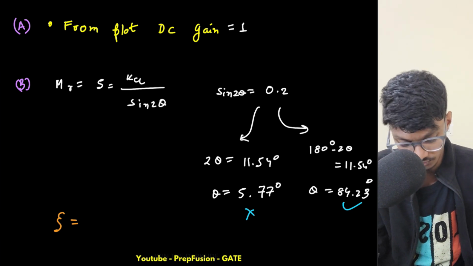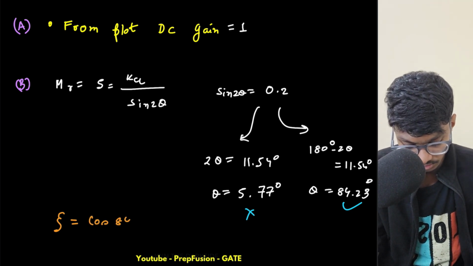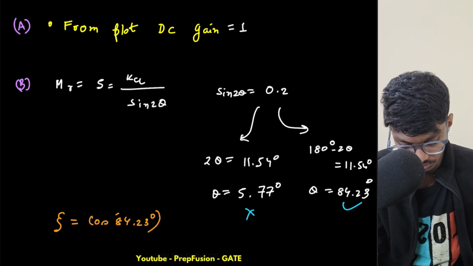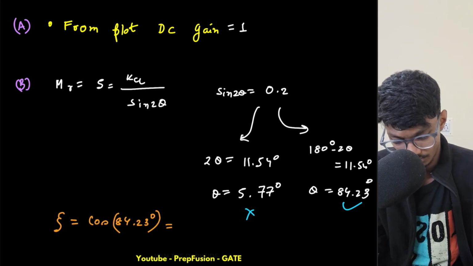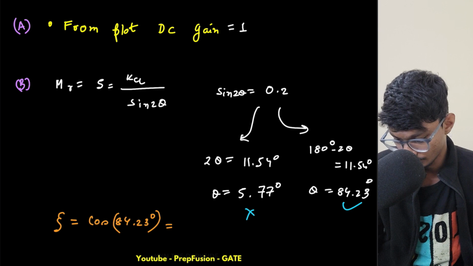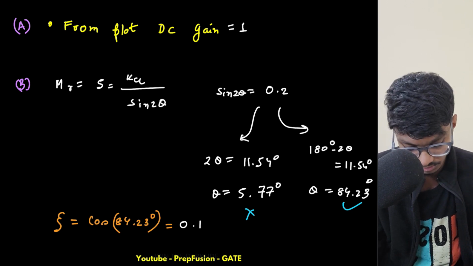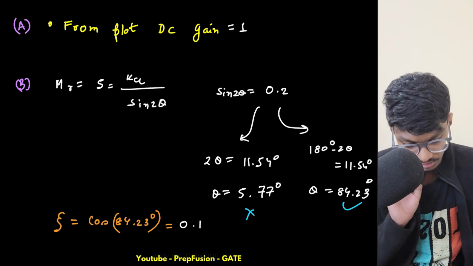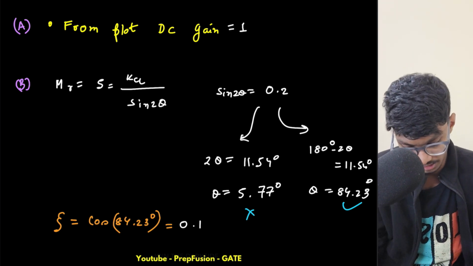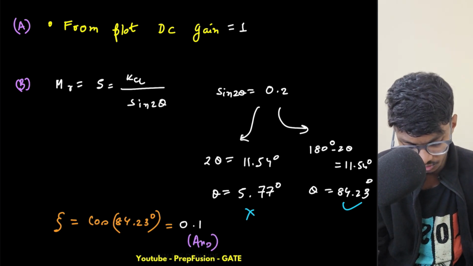So zeta will be cos of 84.23, which is simply equal to 0.1. So zeta is 0.1. This is my solution. This is my answer. These questions are very simple and straightforward. Nothing much to explain.